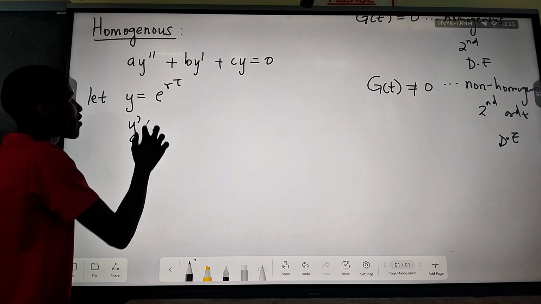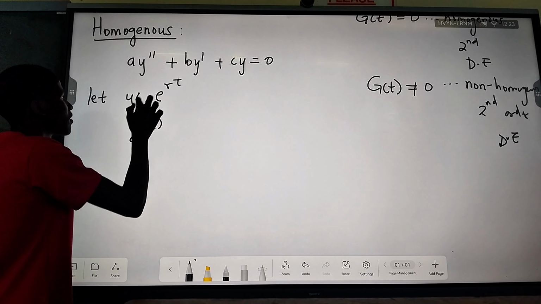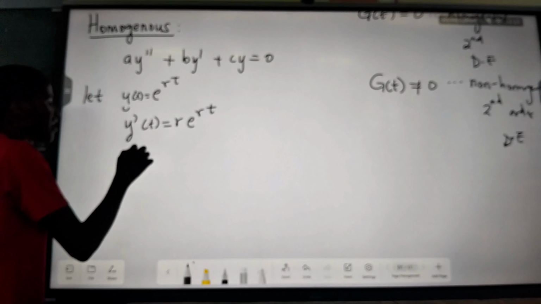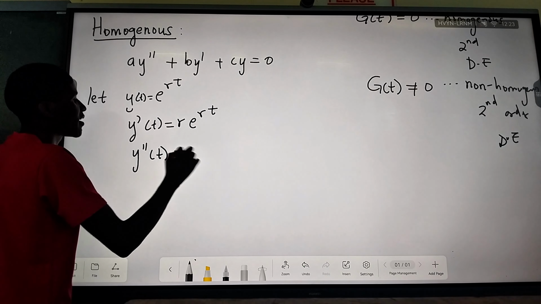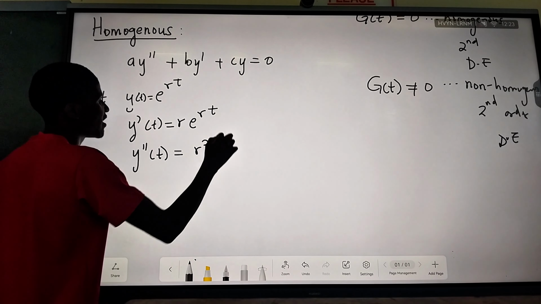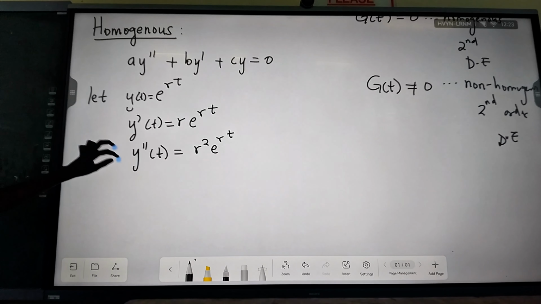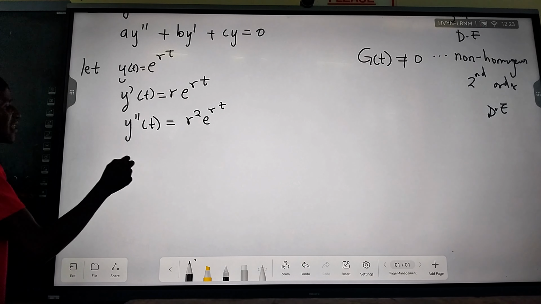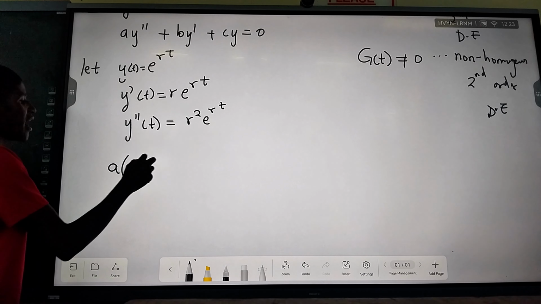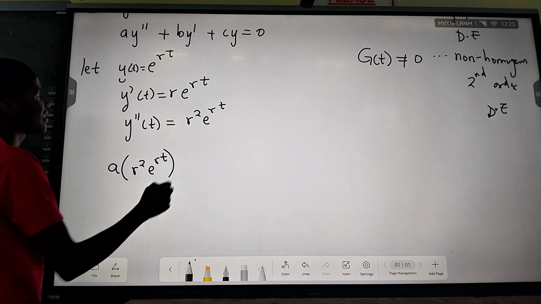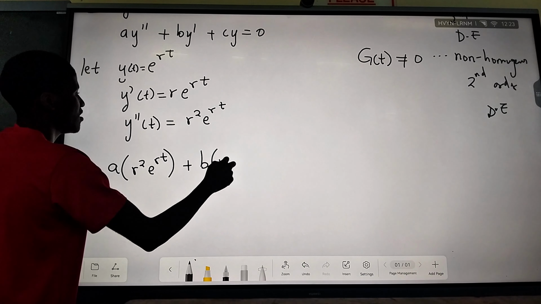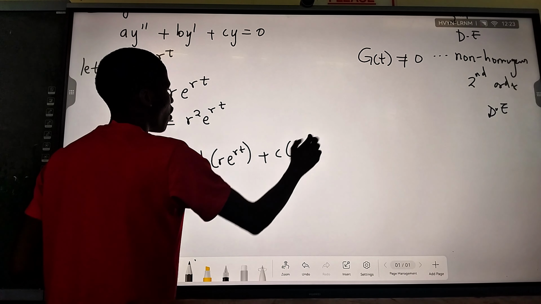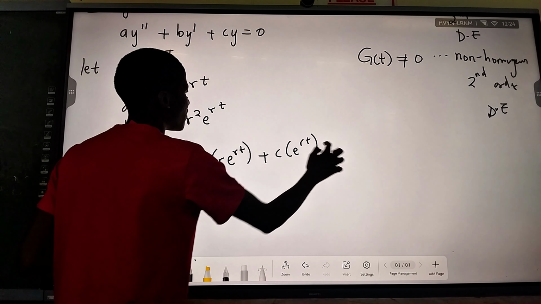What is the derivative of y with respect to t? It is r e to the power of rt. And then the second derivative of y with respect to t is r squared e to the power of rt. When you substitute them back into that equation, we find that this is a times r squared e to the power of rt plus b times r e to the power of rt plus c times e to the power of rt is equal to 0.